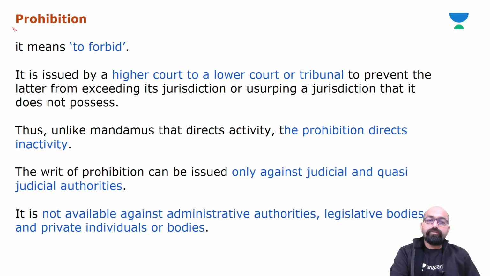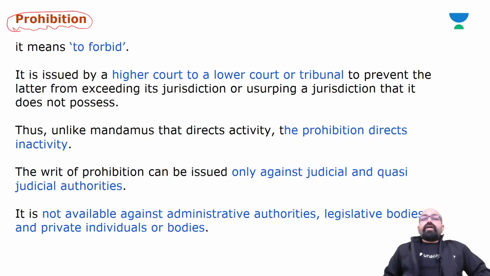Next, prohibition. Prohibition means to forbid. We'll see the difference between prohibition and certiorari. It is issued by a higher court to a lower court or a tribunal to prevent the latter from exceeding its jurisdiction or usurping a jurisdiction that it does not possess. In simple words, it's a preventive action. Thus, unlike mandamus that directs activity, prohibition directs inactivity.